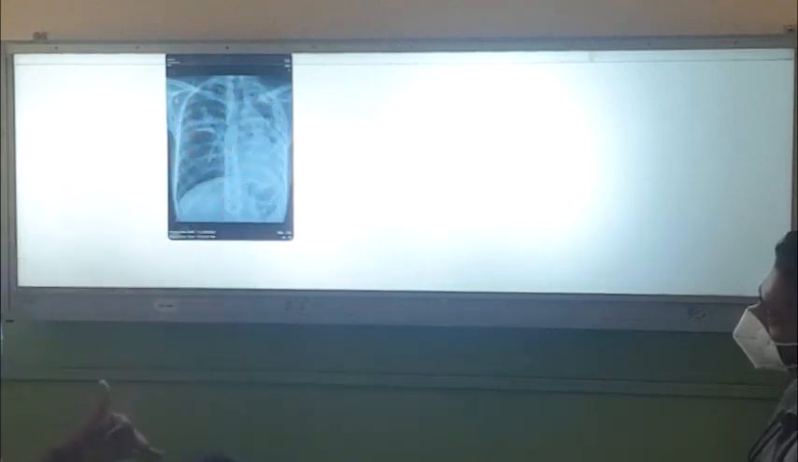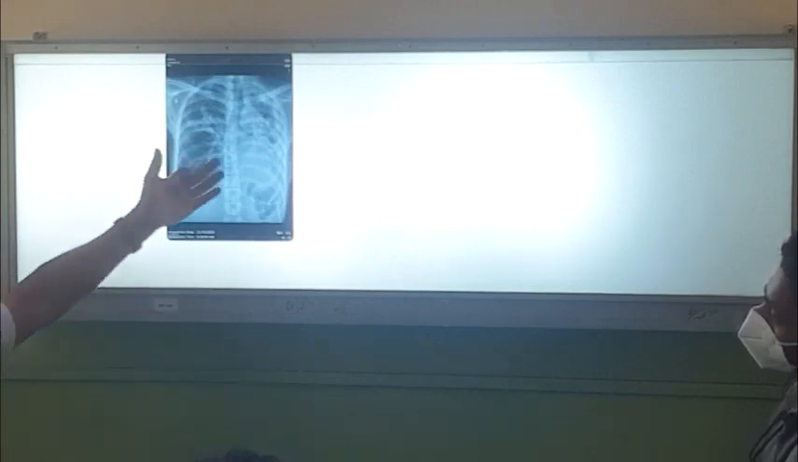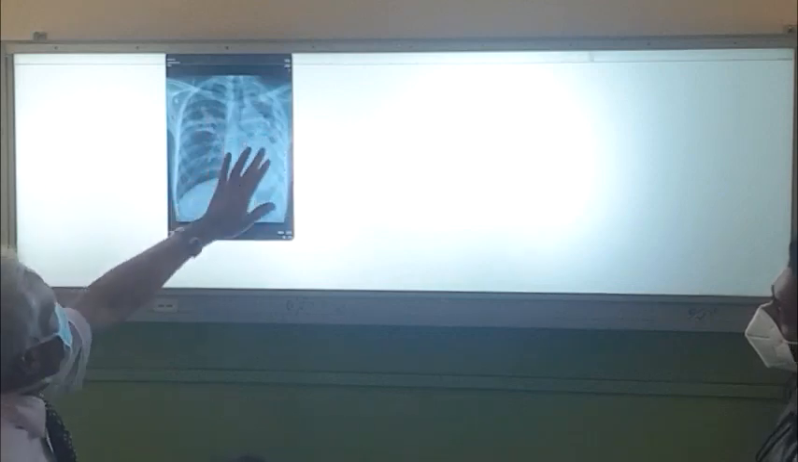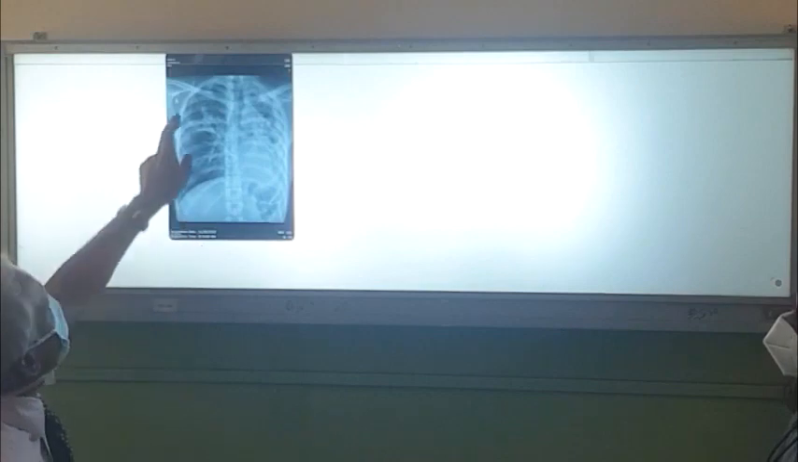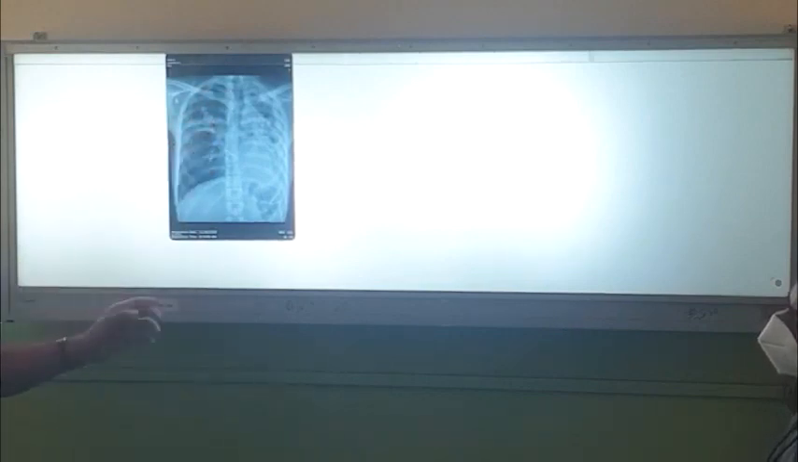So collapse could be due to various things. Collapse could be due to bronchial obstruction. Collapse could be due to external pressure, like in pneumothorax and pleural effusion, and collapse could be due to fibrosis also. So this is a left lung fibrosis with cavitation, and heart everything shifted there. And this is hyperinflated right lung with some fibrosis in the right lung, right? So when one is collapsing, the other one gets compensatory emphysema.